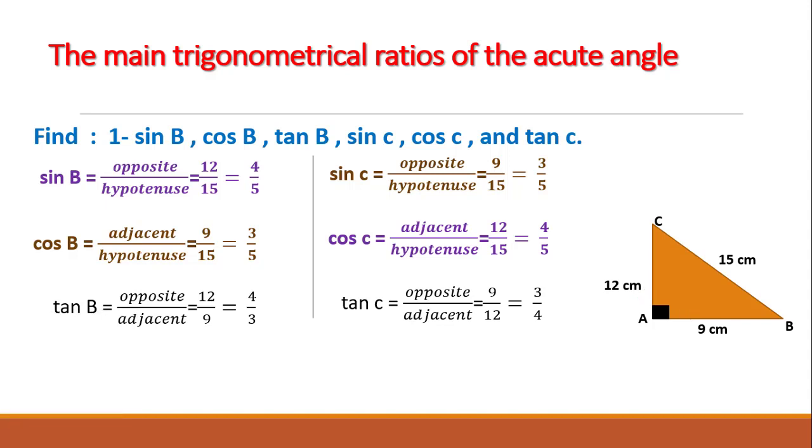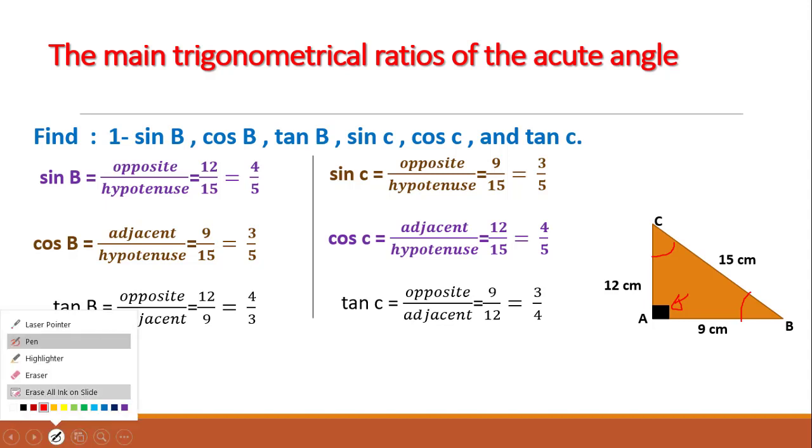Okay, what can you notice here? At first, angle B and angle C are two complementary angles. Why? Because the summation of these two angles should be 90. We have a right angle triangle. This angle is the right angle, so 90. So we have another 90 degrees in this triangle, which is the summation of the two angles C and B. If the summation of the two angles is 90, then I have two complementary angles.